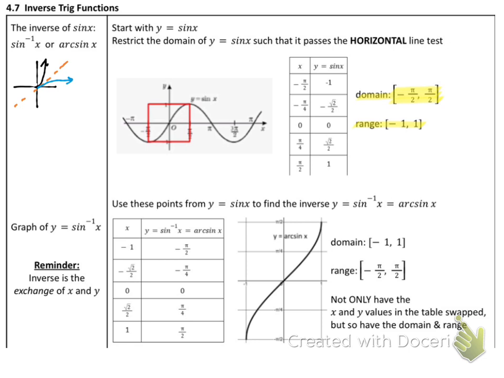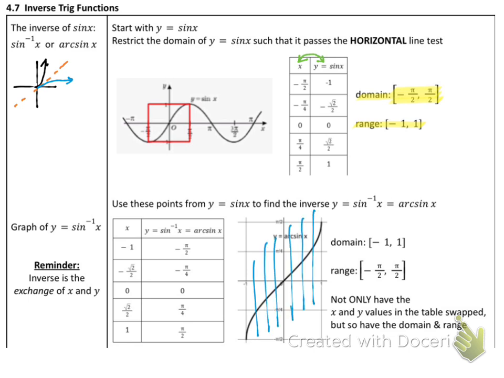Then, if we take those points, so remember, inverse is the exchange of x and y. Exchange of x and y, that hasn't changed, still the same definition. So if I took my points from my regular sine curve, I'm just going to take my x values and make them y's. So these guys are going to go over there, and then my y values are going to go over there. So they're just going to swap. If I do that, now I have this arc sine graph. You'll notice that it passes the vertical line test the whole time.